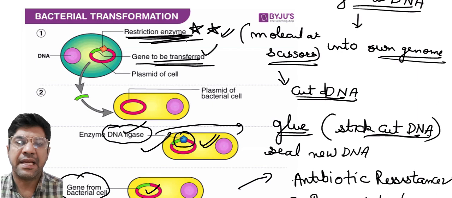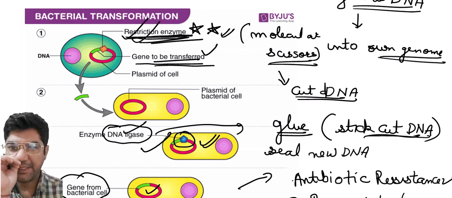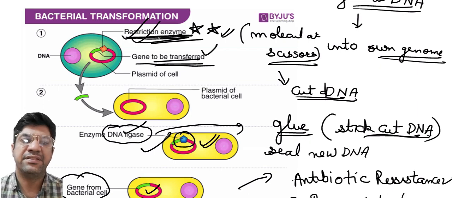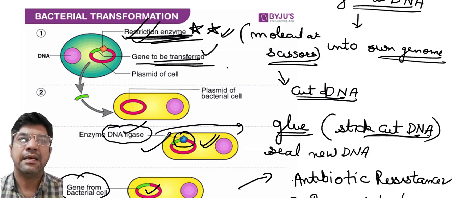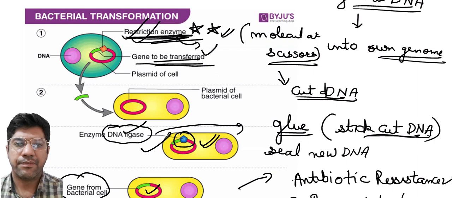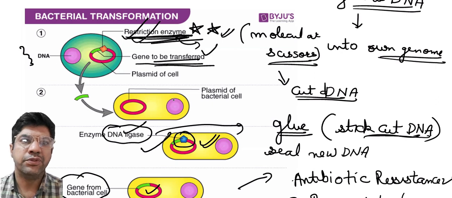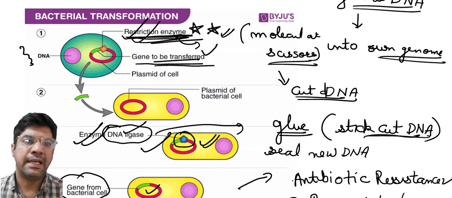Think of DNA like a long twisty ladder. To fit into the bacteria, we need to cut it at specific spots. This is where restriction enzymes come in. They act as scissors, cutting the DNA at specific locations. After cutting, the DNA has ragged edges. To put it back together, we use DNA ligase.